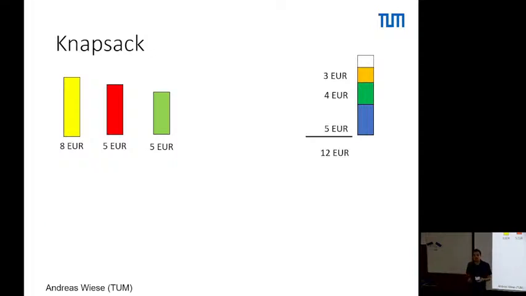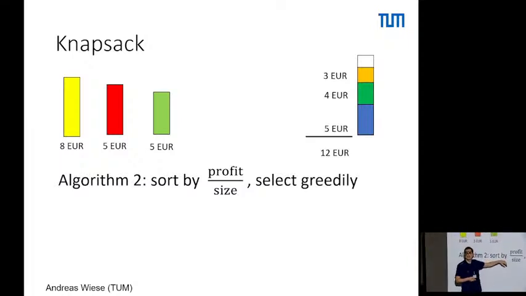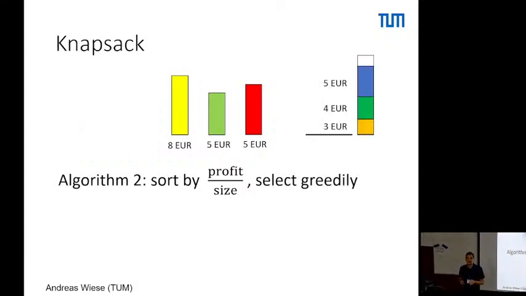And one way to be more clever is to say, let us sort these items by their ratios of profit divided by size, because an item is good for us if it gives us a lot of profit and has small size. And then let's select the items greedily in this order. Like for this example, this would be this order here. So we go from left to right and pick these items greedily and add them to our knapsack until the next item doesn't fit.